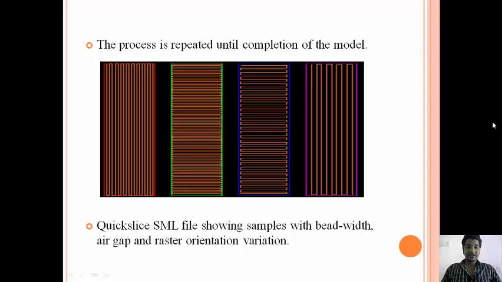As we can see in the figure, the tool path of the FDM moves layer by layer, either in a linear way or in a zigzag way, to complete the modeling. The slice XML file shows the sample with the bead width, air gap, and raster orientation. These are the specifications of this file, in which we can see whether the bead width, air gap, or raster orientation variation is given. These are needed in order to establish the properties of the STL file.